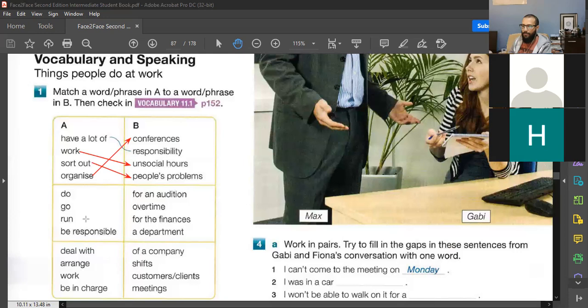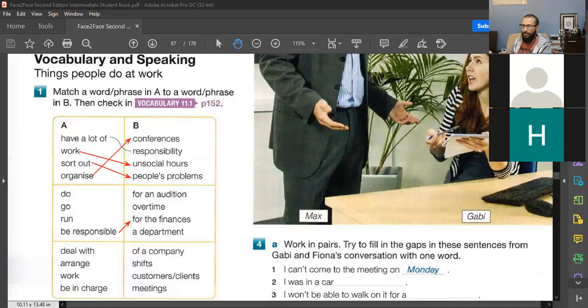Be responsible. Maybe be responsible for the finance. That's actually correct. Be responsible for the finances. So maybe if you work as a financial manager or a financial officer or something, yes, you have to be responsible for the finances. Okay.